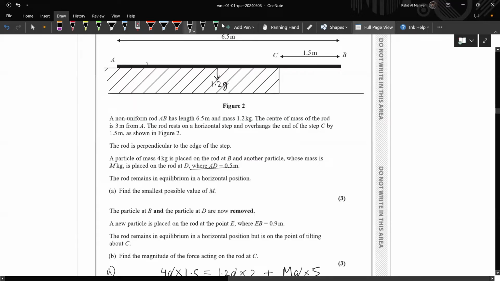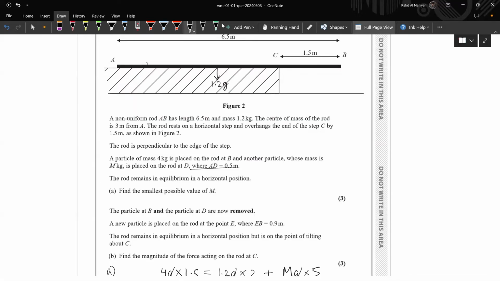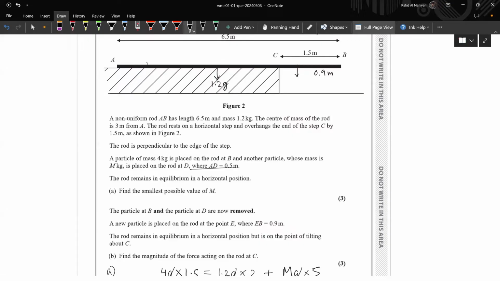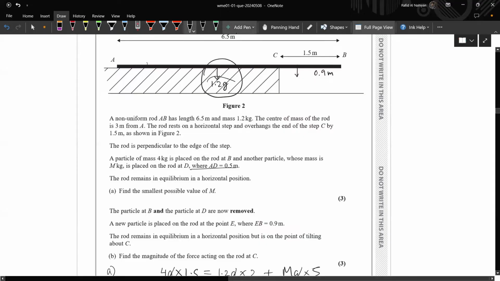Okay, now, a new particle is placed on the rod at the point E, where EB is 0.9 meters. So EB is 0.9. So it has to be somewhere here. And do I know the mass of this? I just know the distance here, which is 0.9 meters, and the rod remains in equilibrium in a horizontal position, but it's on the point of tilting about C. So when it's at the point of tilting about C, that is also when the moment created by this force and the moment created by this weight right here is going to be the same.